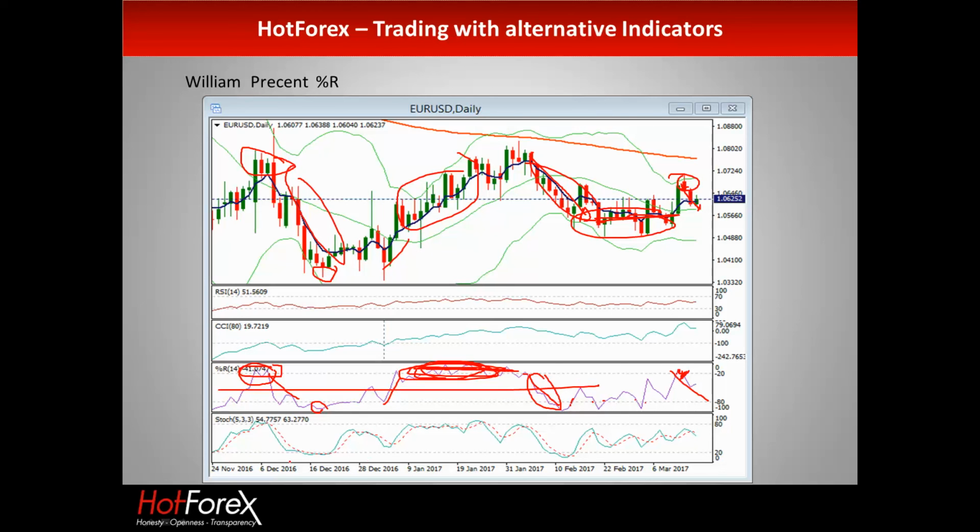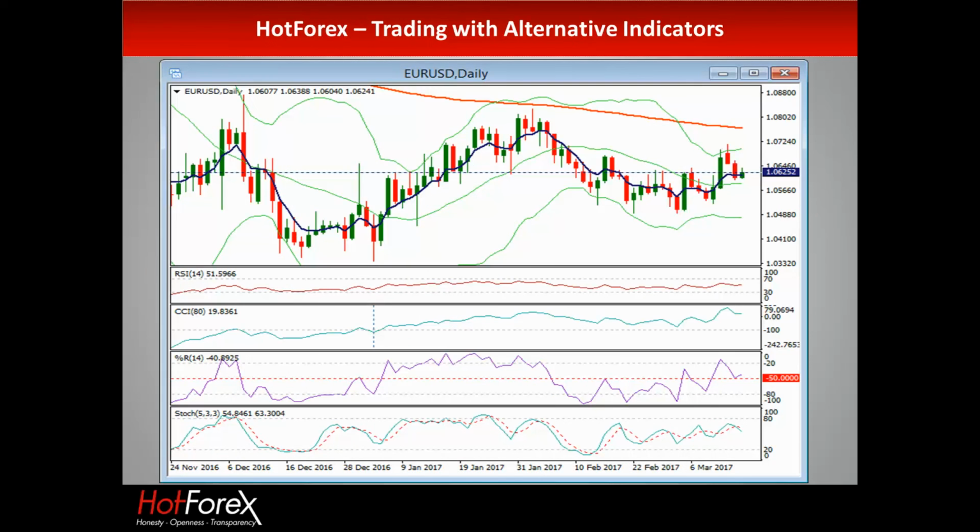One of the key things with the Williams percentage is here on the next slide, because the key thing is the crossing of the 50. Unfortunately, the MT4 platform, let's just bring this in, wasn't that one, where's my slide gone, it's that one, I want to show you. Unfortunately, the MT4 platform doesn't default the 50 line, so you have to manually put it in yourself.